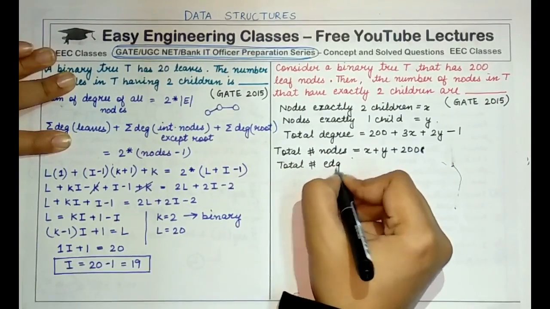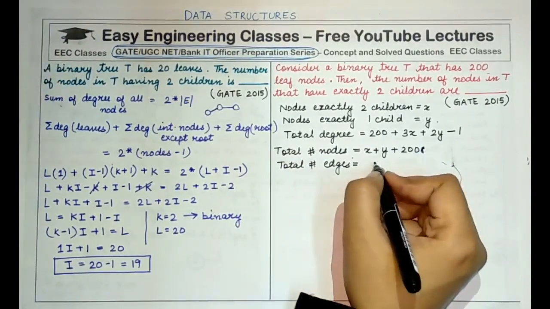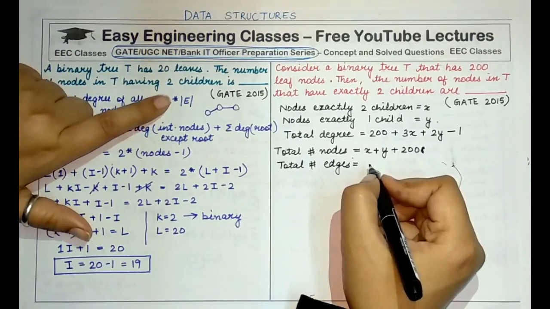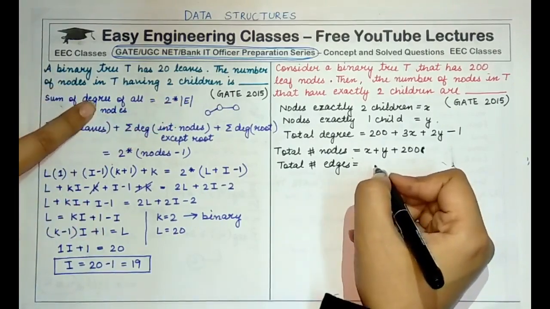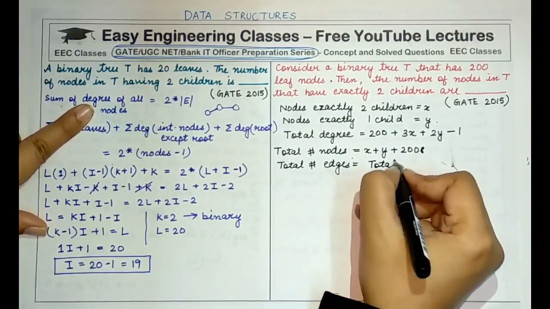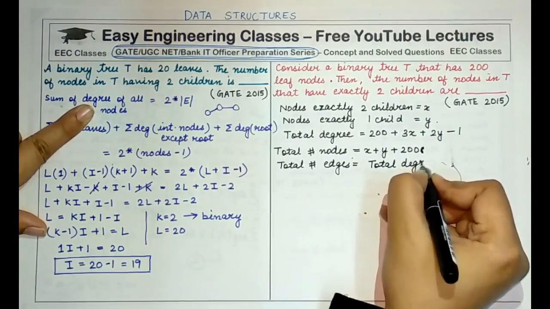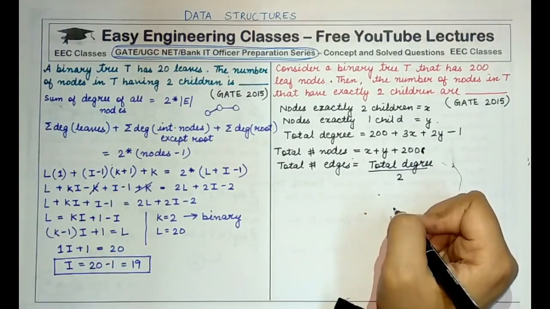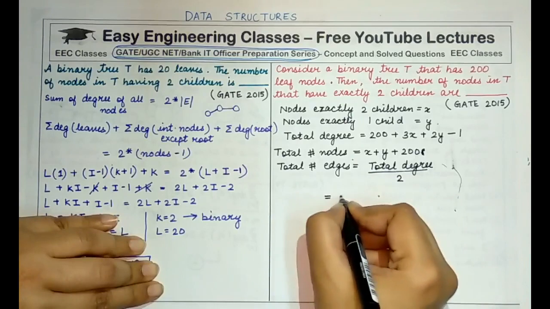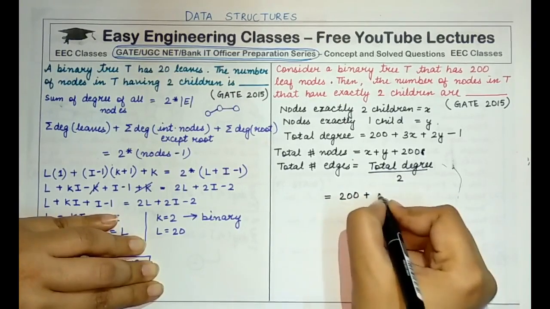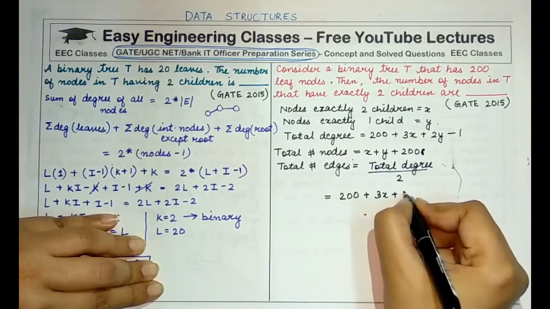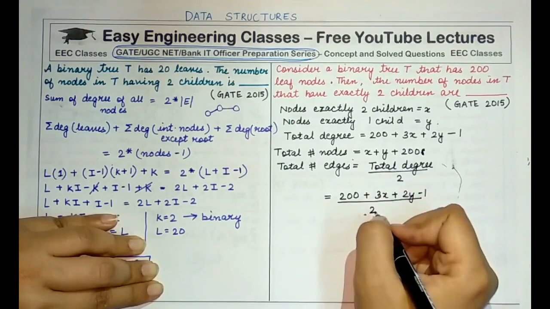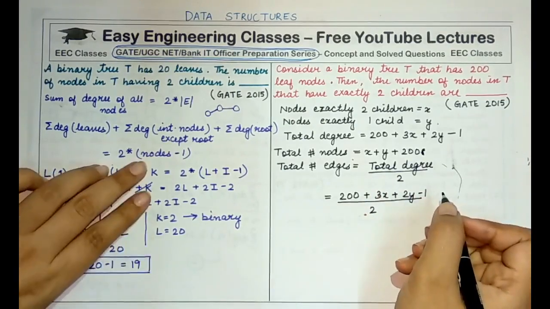Also, what would be the total number of edges? You can write it as the total degree divided by 2. Just like we saw here, the sum of the degrees of all nodes is equal to twice the number of edges. So taking 2 to the other side, you can write this as the total degree of all the vertices divided by 2. Now what is the total degree in this case? The degree of the leaves, which is 200, plus 3x plus 2y minus 1, divided by 2, and this is equal to the number of nodes minus 1.